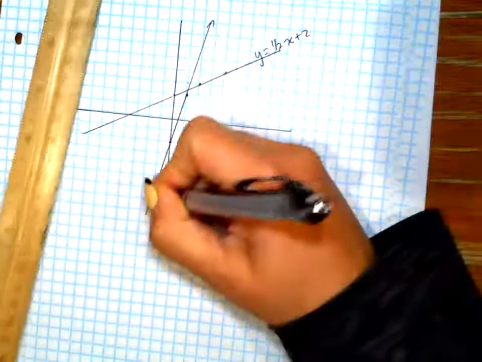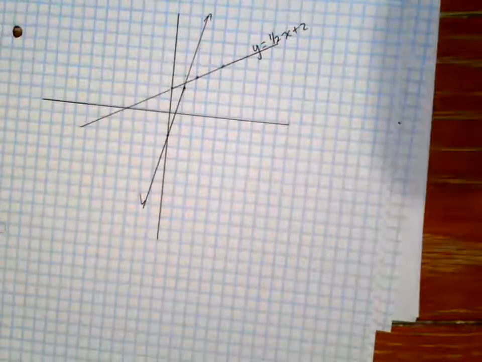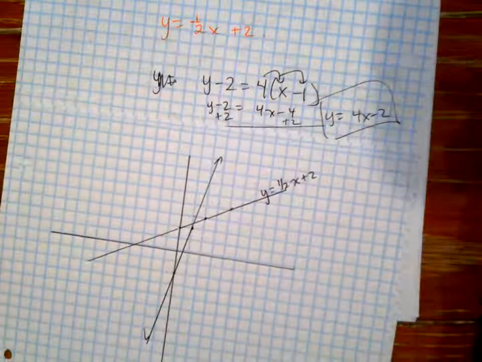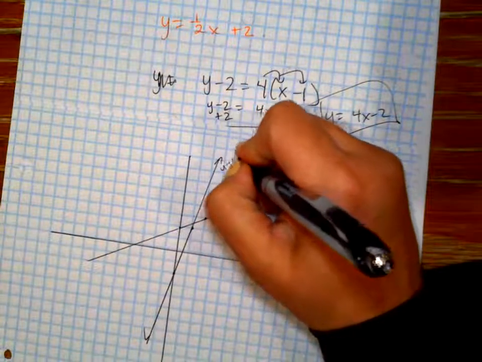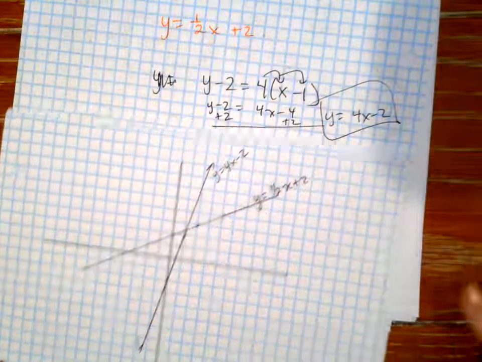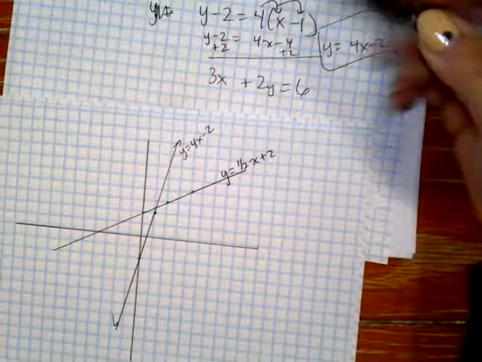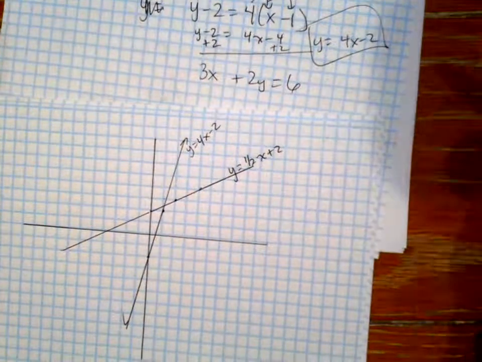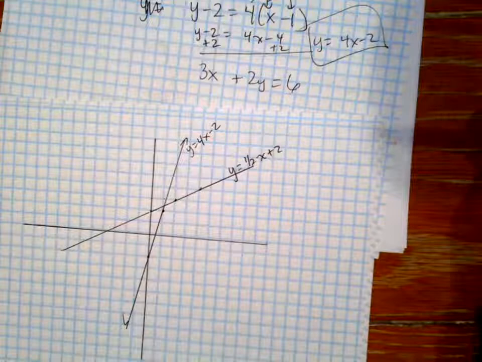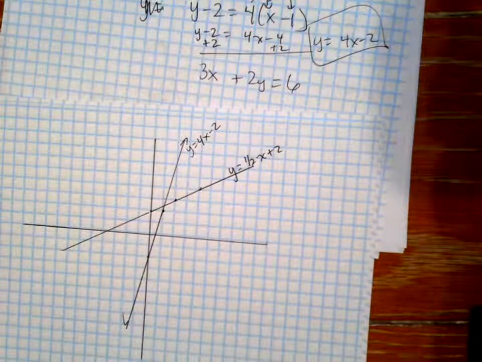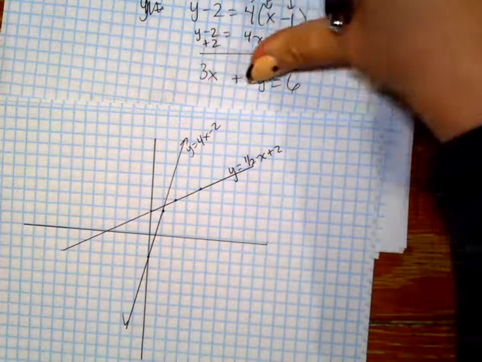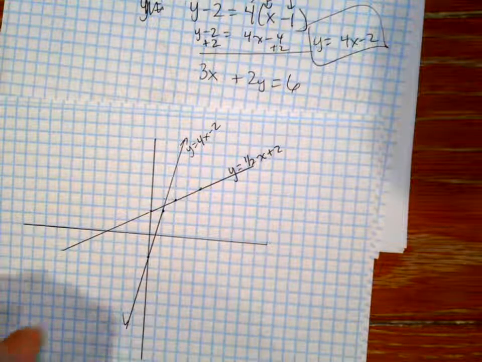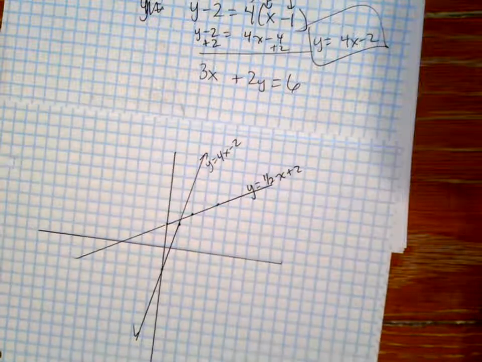There's that second graph. That's the point slope graph, which was this one: y equals 4x minus 2. And then the last one right here, 3x plus 2y equals 6. You can put that in y equals mx plus b form, or you can just find the x- and y-intercepts, whichever way is easiest for you. Those are both fine either way.